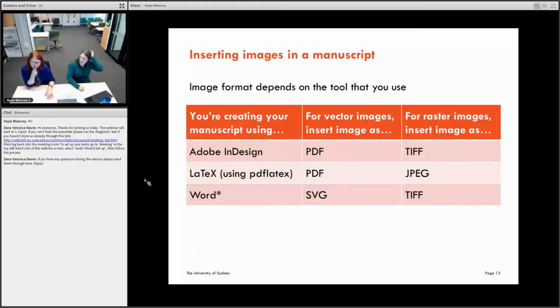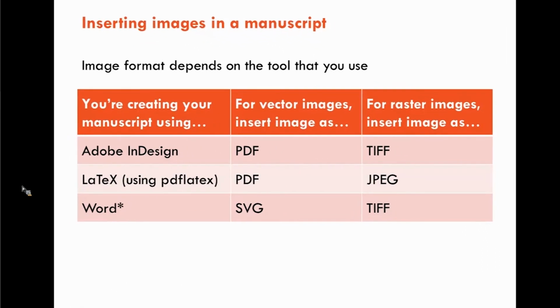All right, once we get to actually putting things into your manuscript, you might have some different file formats that you'll be using here. This is because it kind of depends on what tool you're using to put your manuscript together, what will work the best for you. So if you're using something like Adobe InDesign, a really great program for creating good layouts. I did my thesis in there, did the layout for that, and it was quite good, so I definitely recommend it. For vector images, it's happy with PDFs, and it's also happy with TIFFs for raster images. So it goes with the ones that we've said are the best for saving images in.